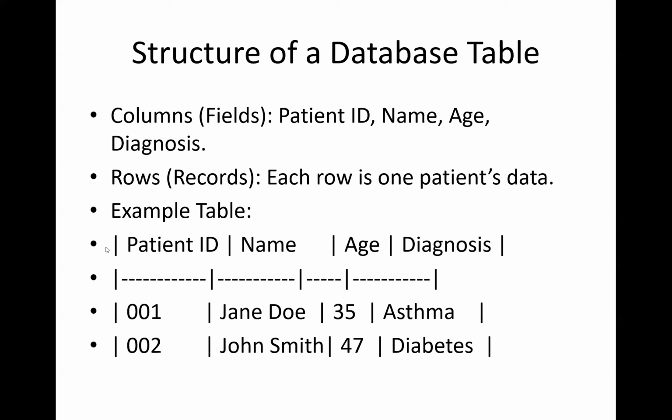In this case, patient ID is the name of the field. Name is the name of the field, as is age, as is diagnosis. However, going across, Jane Doe has a name. She has a patient ID. She's 35 and she has asthma. Those are her attributes, if you will. So everything relating to Jane Doe is a record.